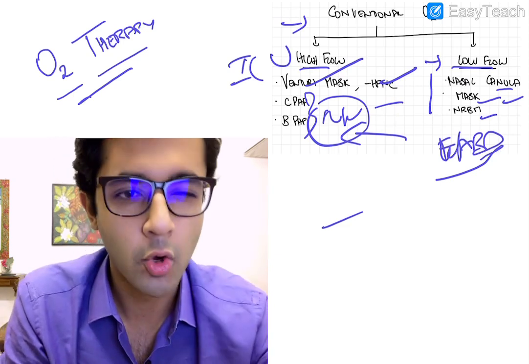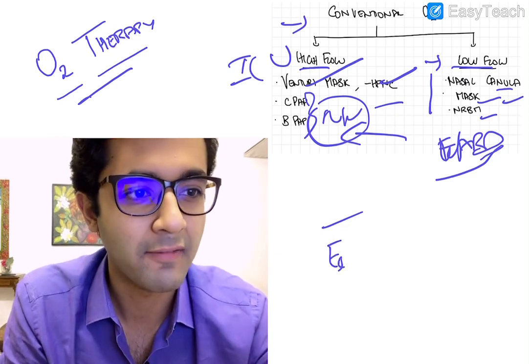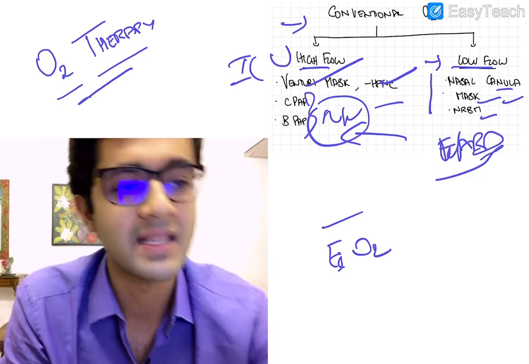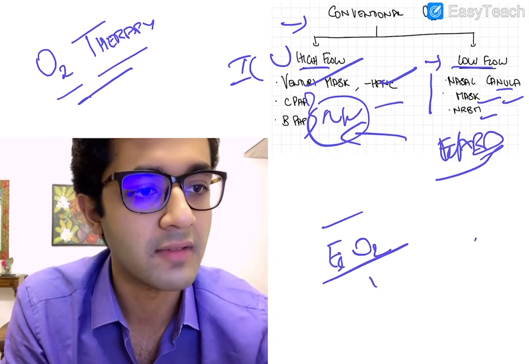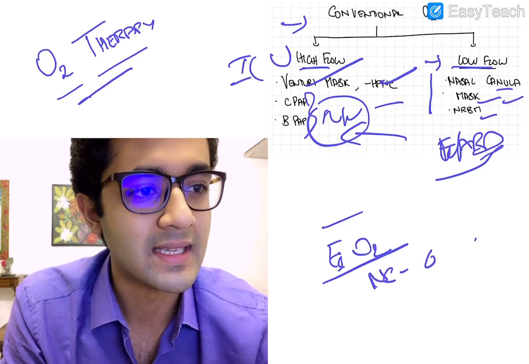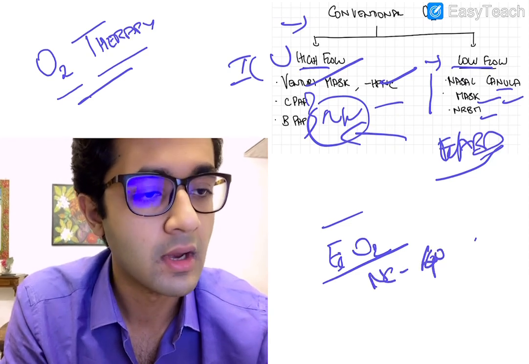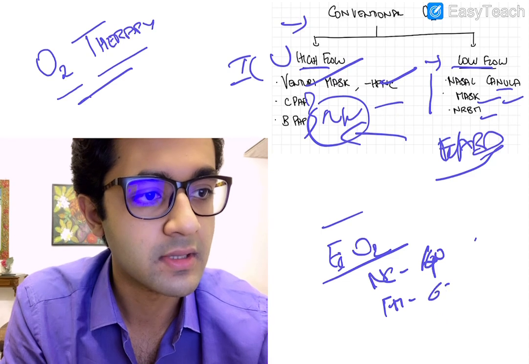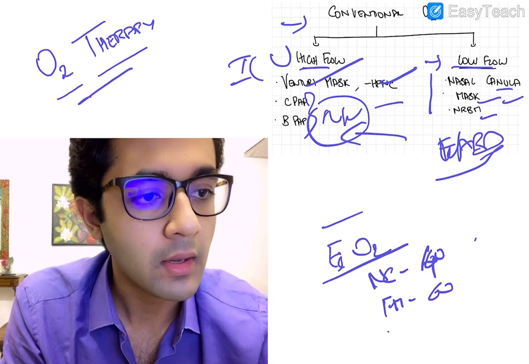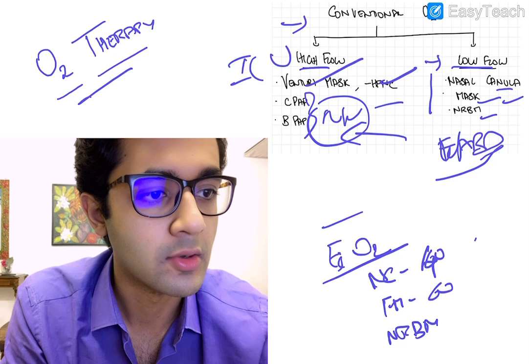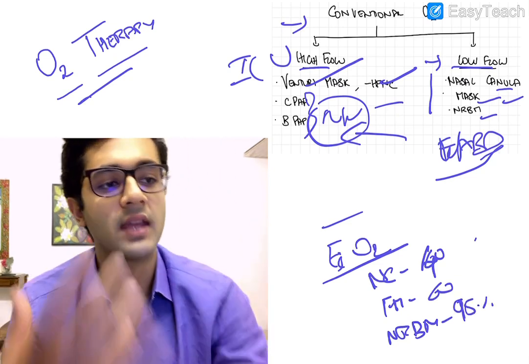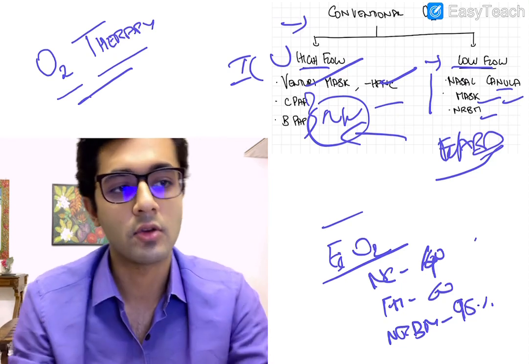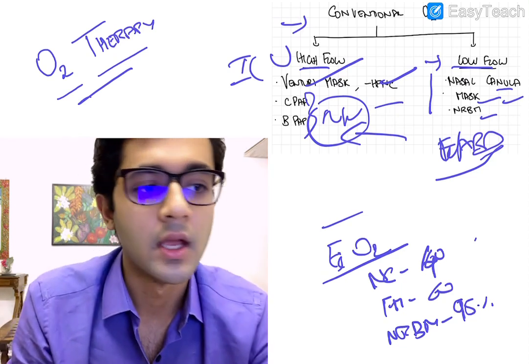Before I go, lastly, I just want to mention regarding the FiO2, because this could be important from an exam standpoint. The biggest FiO2 you can deliver using a nasal cannula is 40%. With a face mask it is 60%, and with an NRBM, as I told you, you can deliver up to 95%. That is the fraction of inhaled oxygen you can provide using an NRBM.